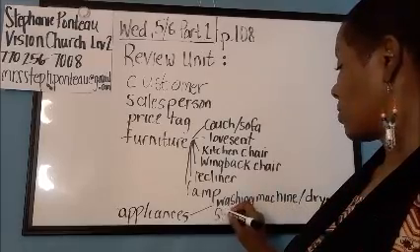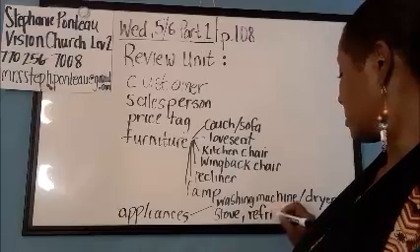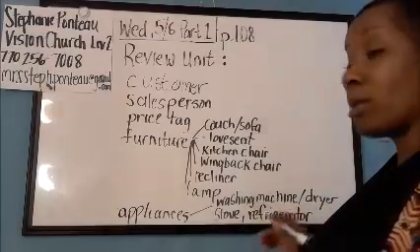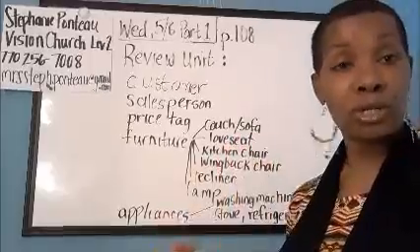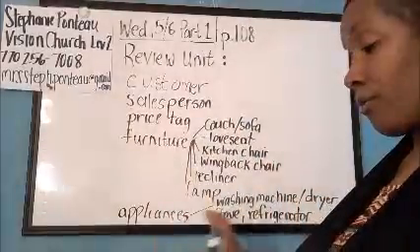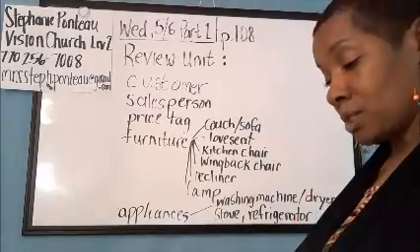We've got the stove, refrigerator, microwave, all of those things, right? So I'm not going to write all of them up there, but you know what appliances are, okay? All right, so what were some other vocab words that we learned in Unit 7?